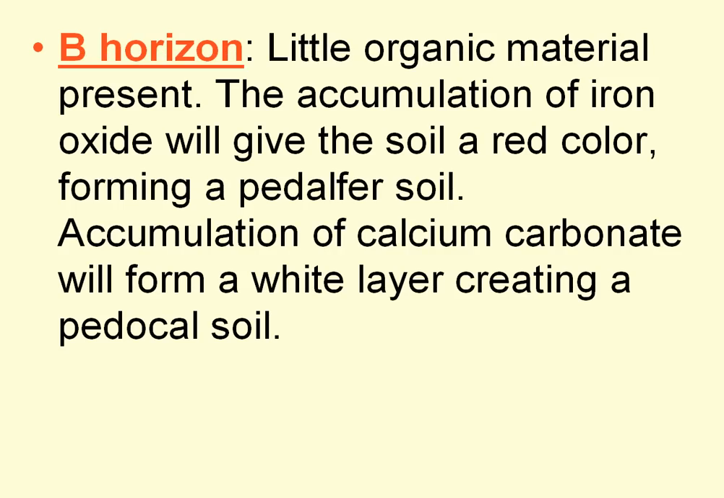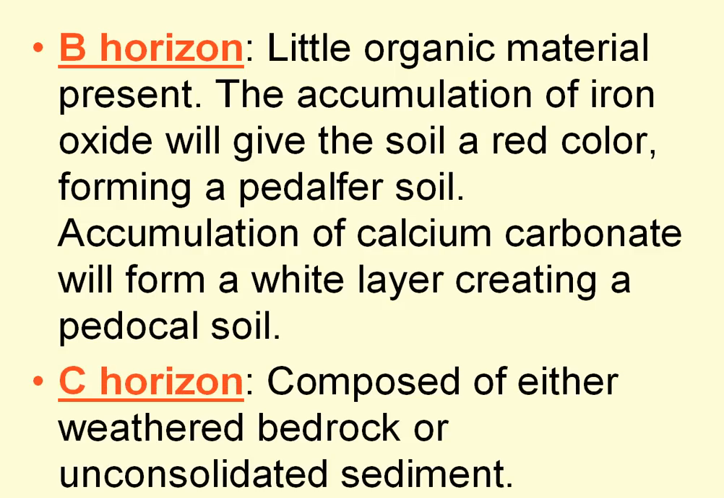So moving on, we talked about the O horizon, we talked about the A horizon. Now let's talk about the B. In the B horizons, there's very little organic material present. The accumulation of iron oxide sometimes will give soil a reddish color, forming a pedalfer soil. Accumulations of calcium carbonate may look like a white layer, and that's going to create a pedocal soil. And then finally we have the C horizon. This is composed of either weathered bedrock or unconsolidated sediments.